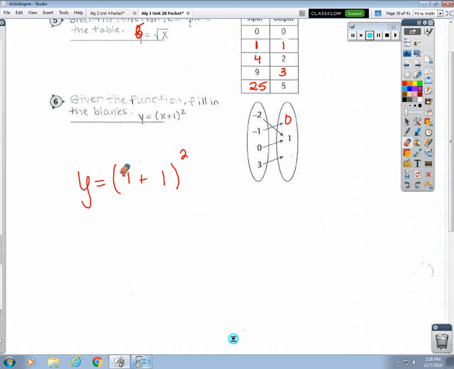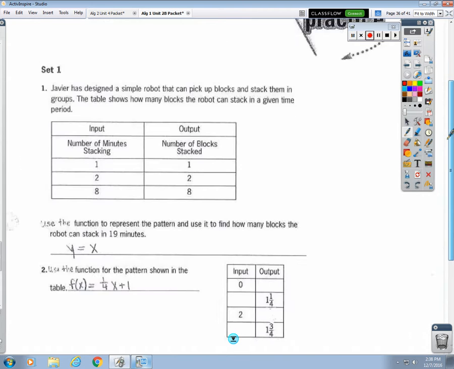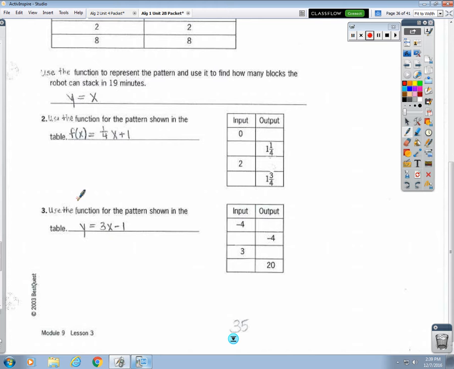Then what do we replace the x with next? Well, that one's already taken care of, see? So 3 is the one that has a missing output. 3 plus 1 is, 4 squared is 16. Okay, turn to the next page. Okay, I want you to take a second and try 2 and 3 by yourself. Number 2, use a function for the pattern shown.